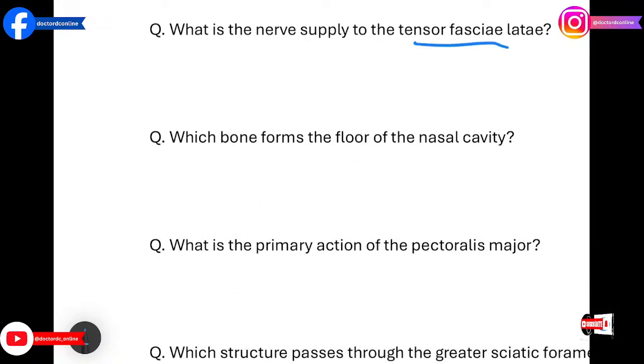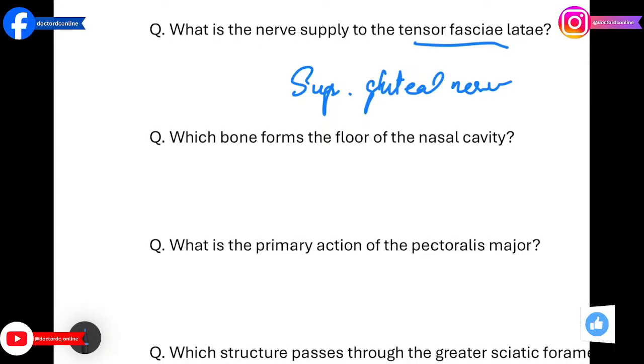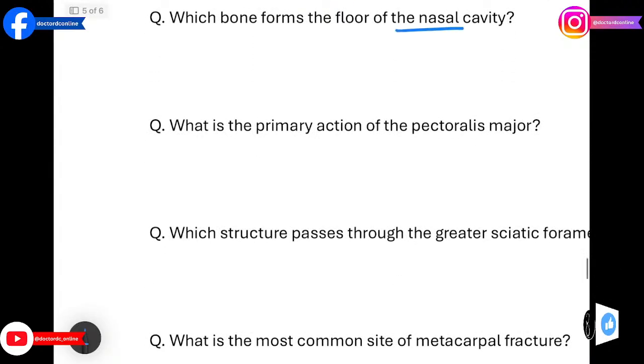The next question is what is the nerve supply to the tensor fasciae latae? And the answer is the superior gluteal nerve, because it innervates the muscle, aiding in hip abduction and stabilization. The next question is which bone forms the floor of the nasal cavity? And the answer is the palatine bone, because its horizontal plate along with the maxilla forms the hard palate.